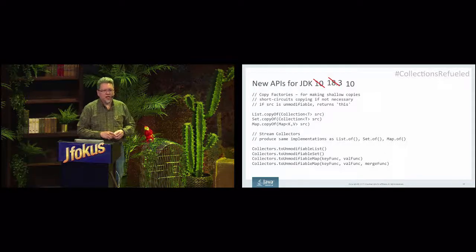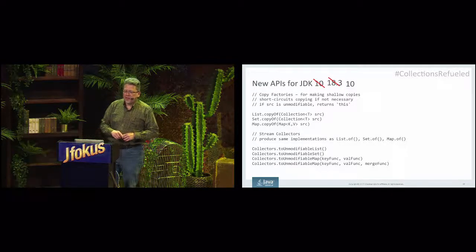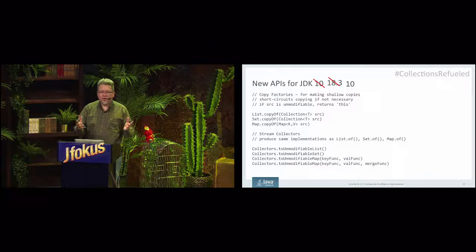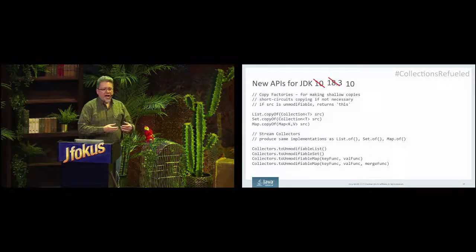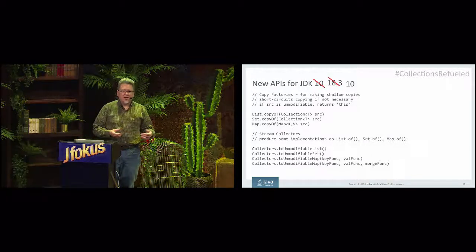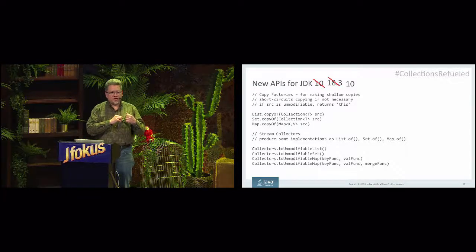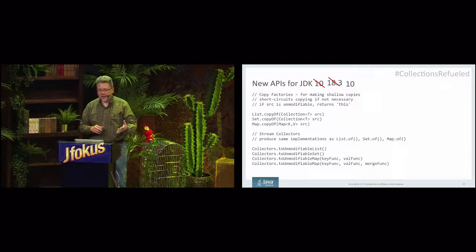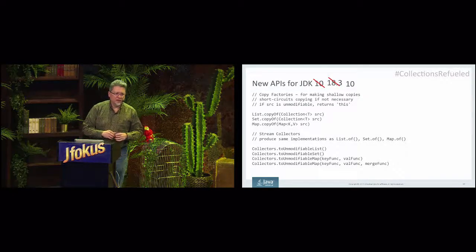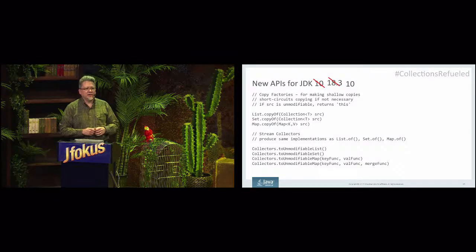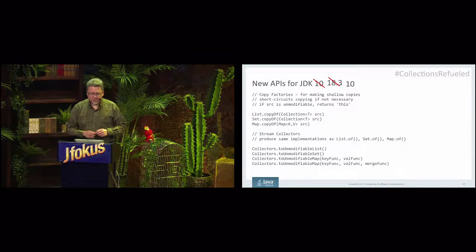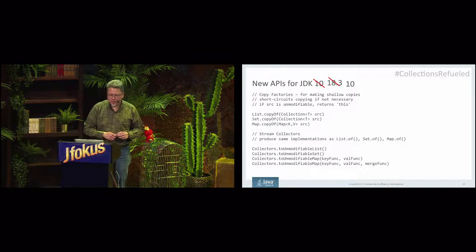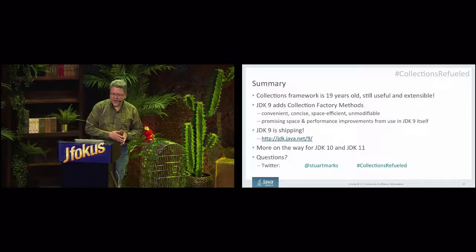There are also new collectors that you can put at the end of a stream. You might have a use case where you want to create an unmodifiable collection, and the computation to do that is a stream pipeline. If you want to do that, then in JDK 10 there will be new collectors that will collect into an unmodifiable list, set, or map, and the result is the same implementation that you got out of List.of, Set.of, or Map.of. So those are coming in JDK 10, which should release GA in I think 6 weeks or so. All right, so that's what's going on.